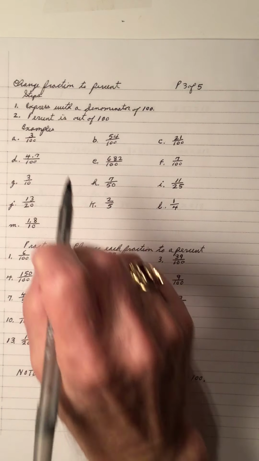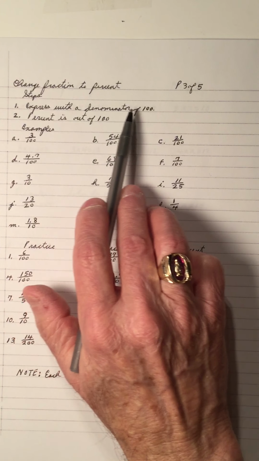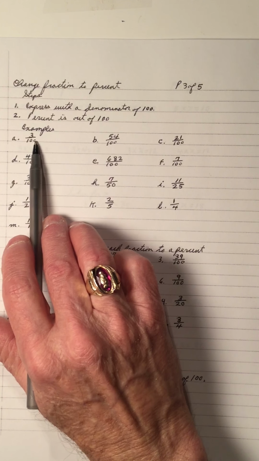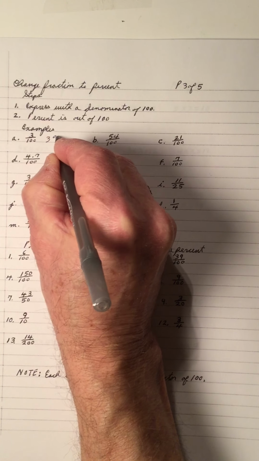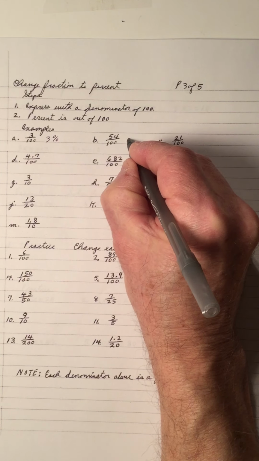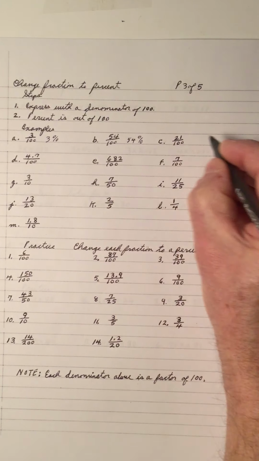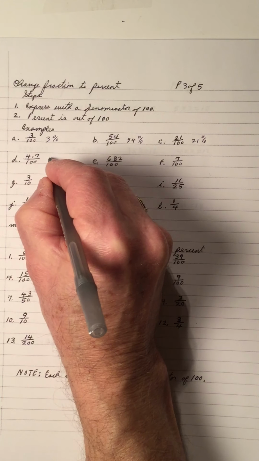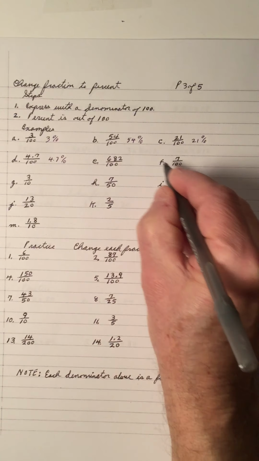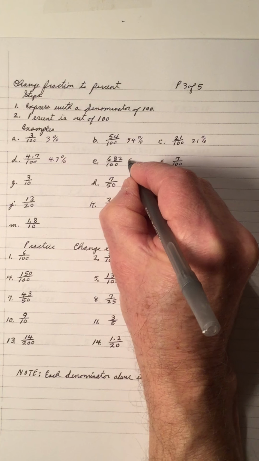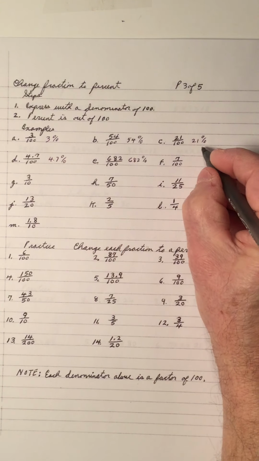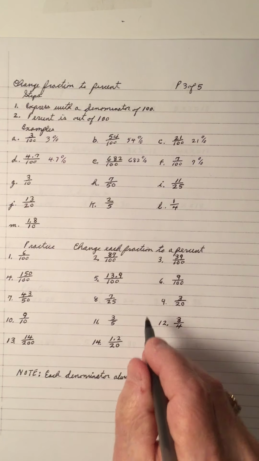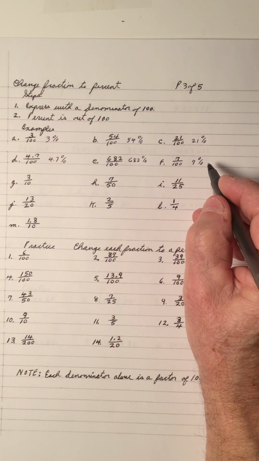Let's continue. Change fraction to percent. Let's reverse it. If we change a fraction to percent, expressed with a denominator of 100, and percent is out of 100. Example here is 3 over 100 is 3% because it's out of 100. 54 over 100 is 54%. 21 over 100 is 21%. 4.7 over 100 is 4.7%. 682 over 100 is 682%. 7 out of 100 is 7%. So notice out of 100, fraction, denominator, you just write the numerator as a percent.